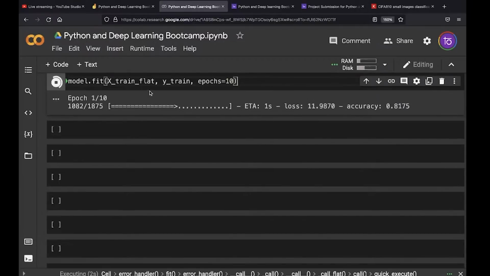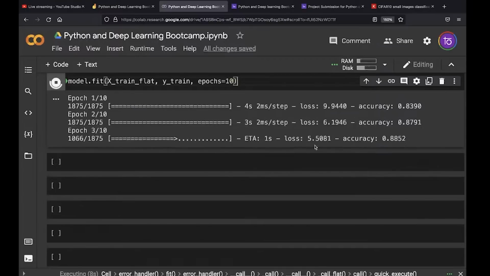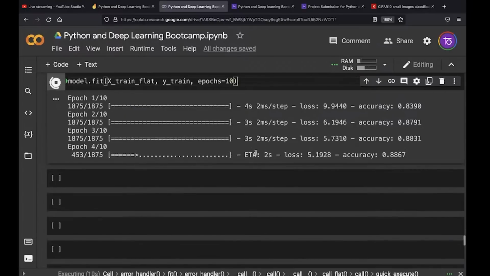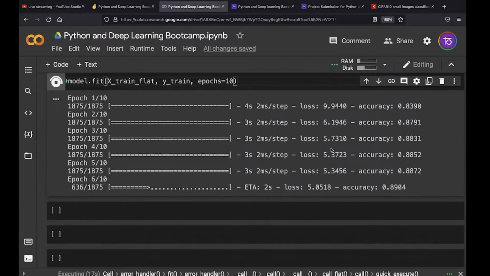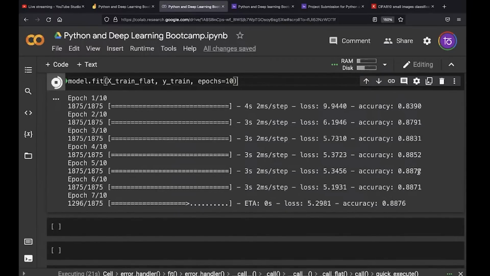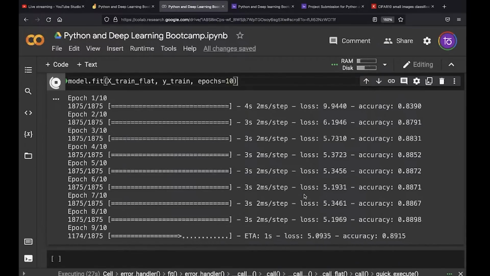Let's start this and keep your eye on the output, please. Now see, this is the first epoch. This is the loss and this is the accuracy. The first epoch is done. Now the second epoch, then the third epoch. The fourth epoch is to be done. If you see, loss has been decreasing because we have used the optimizer, and accuracy has been increasing. So they are intercorrelated, or inversely proportional to each other.